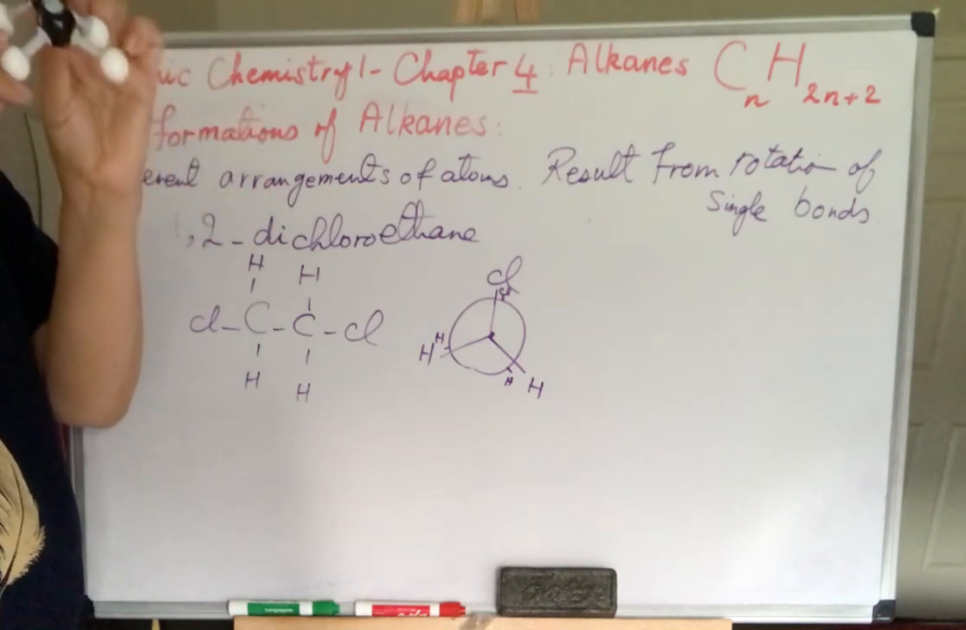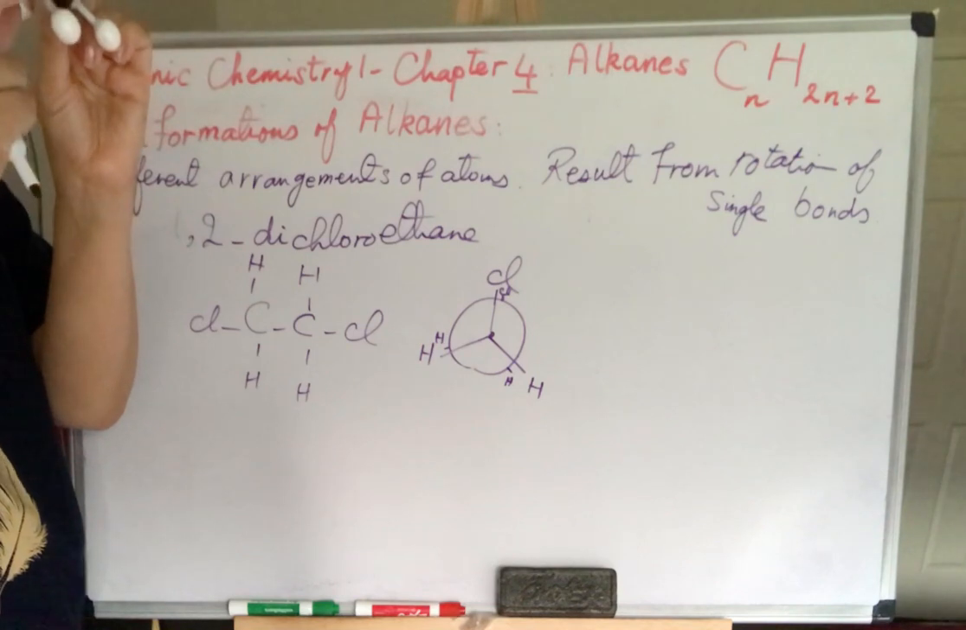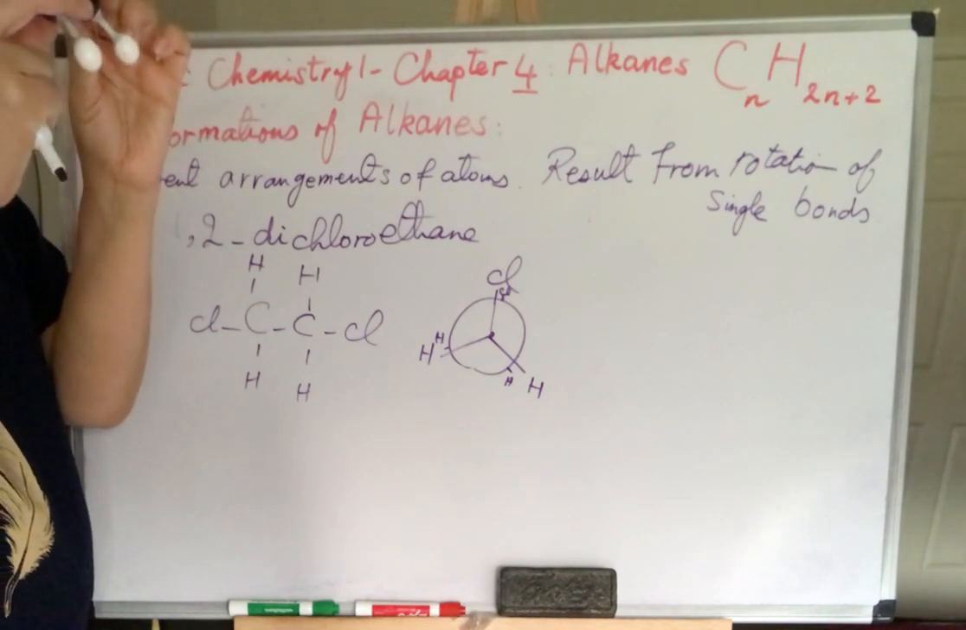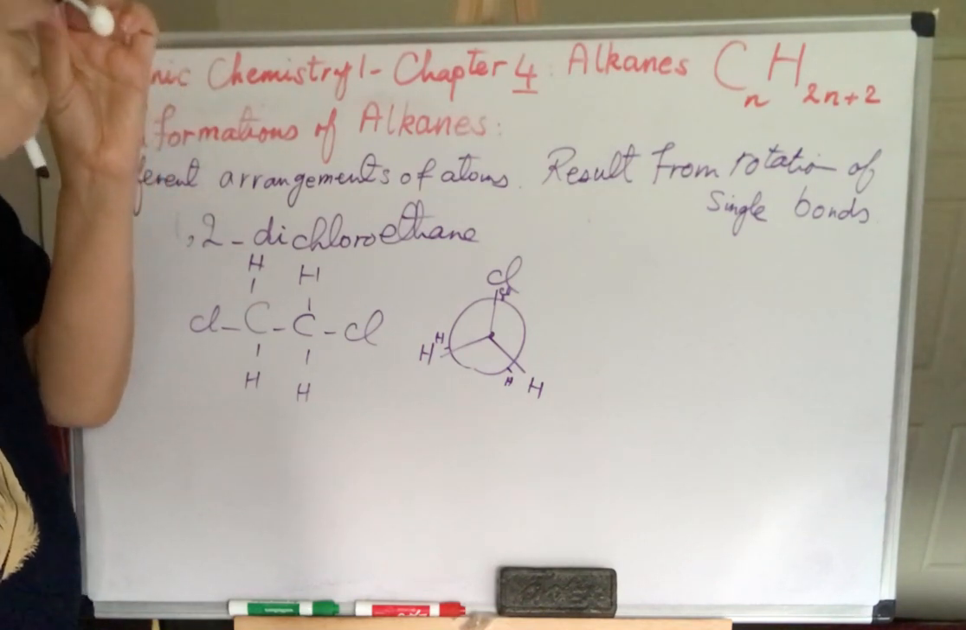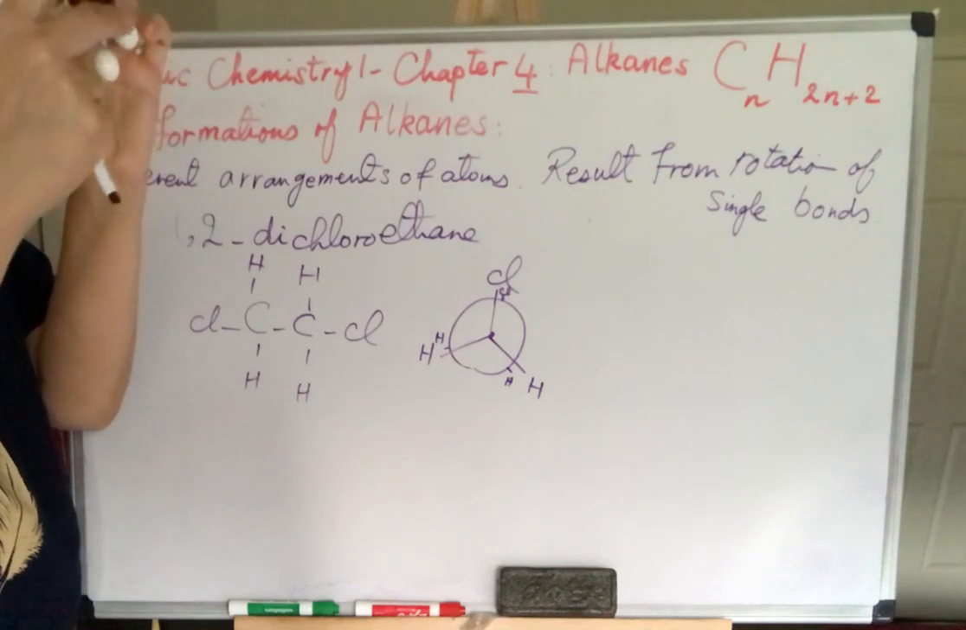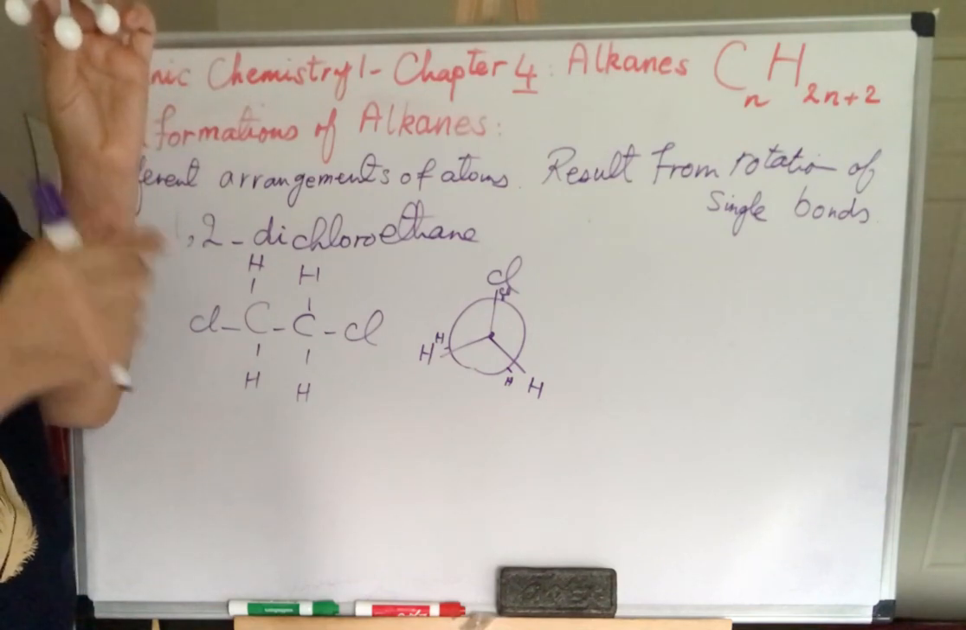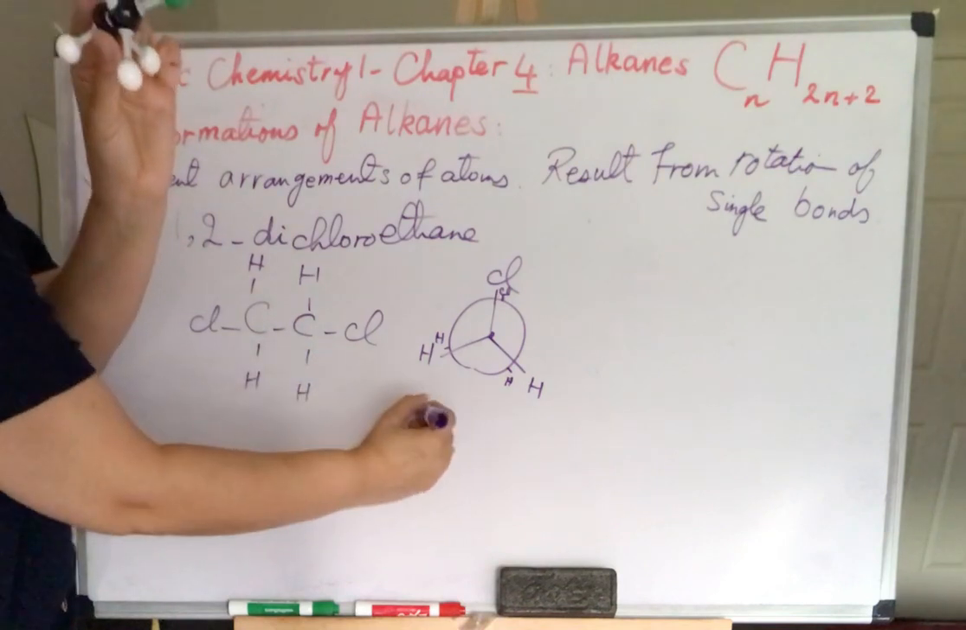Now let's rotate. It doesn't matter which one. You can hold one of them, or imagine you're holding one of them, and rotate the other carbon. You cannot rotate both of them at the same time. So look what happens. This one was eclipsed, right?